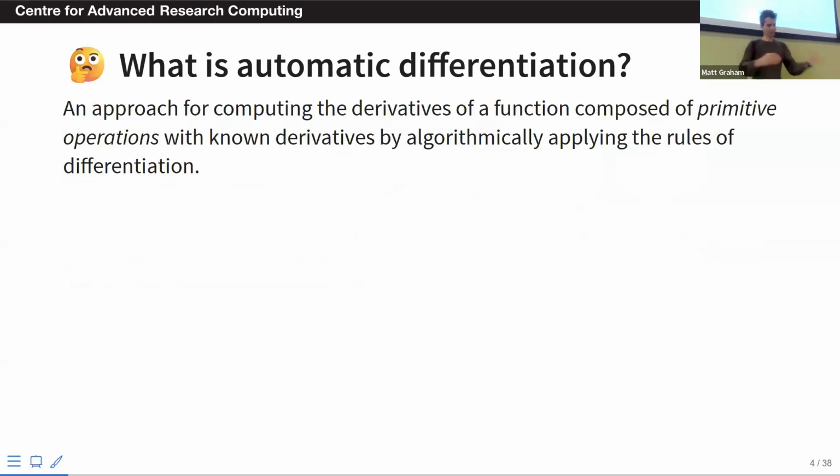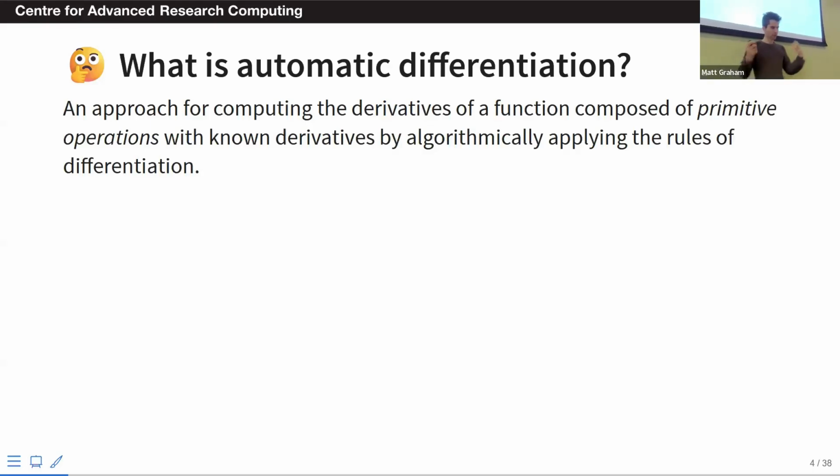Okay, so that was all setting the scene, but I haven't yet really explained what automatic differentiation is. So I'm going to try, starting from a high level and then drilling down, to define what I mean by automatic differentiation, both in terms of what it is, but also comparing it to some of the alternative approaches we have for computing derivatives.